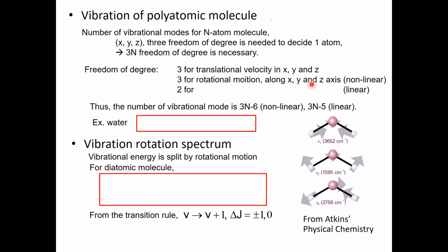You could have x, y, and z axis rotation for a nonlinear molecule, and for a linear molecule you have 2 rotational motions, because if you take the rotational axis as the molecular axis, there's no rotational motion. So you have 2 rotational motions for linear molecules. Still, you have 3n degrees of freedom in total. For nonlinear molecules, the vibrational motion is 3n minus 6, and for linear molecules, 3n minus 5.